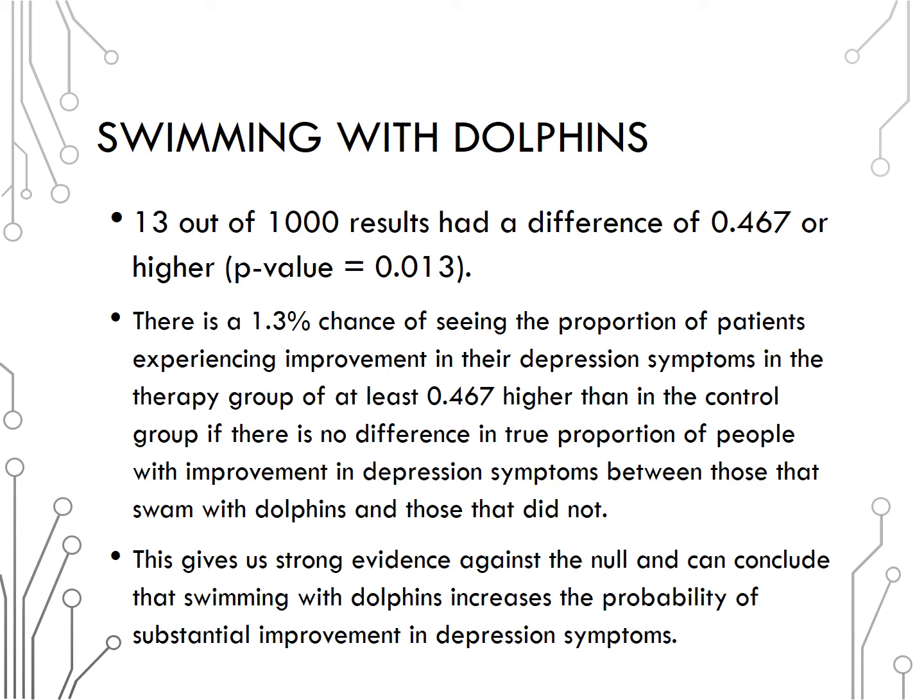Let's interpret that number. There is a 1.3% chance of seeing the proportion of patients experiencing improvement in their depression symptoms in the therapy group of at least, meaning more extreme, 0.467, our observed result, higher than in the control group, if there is no difference in true proportion, or if the null hypothesis is true.